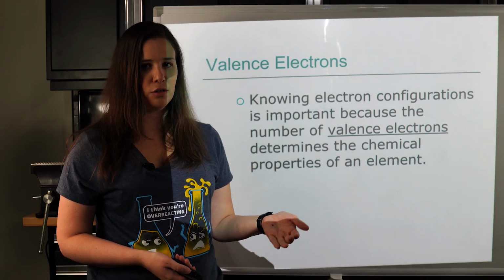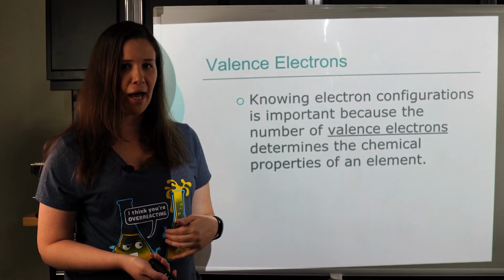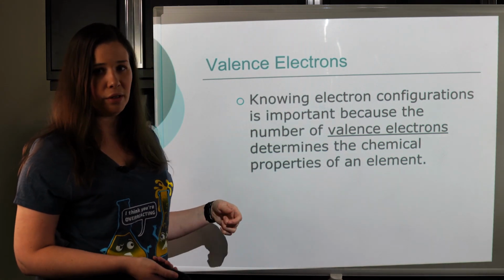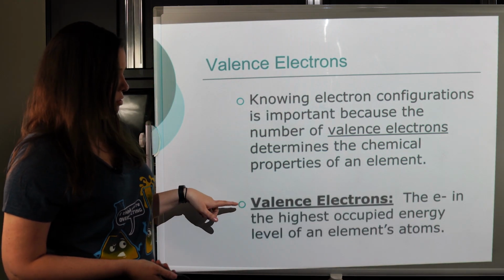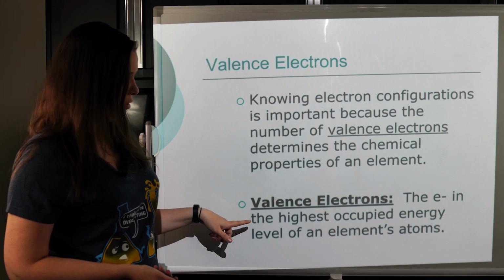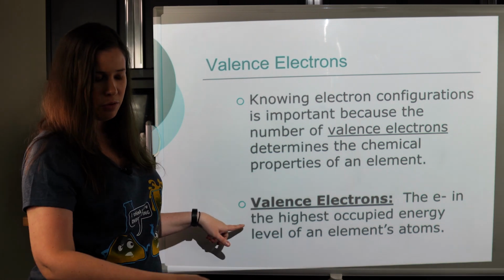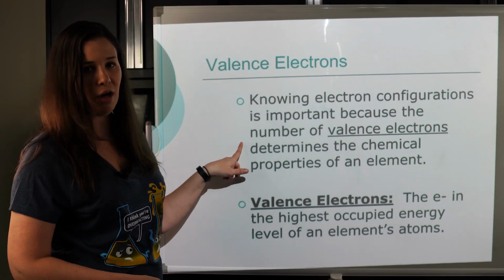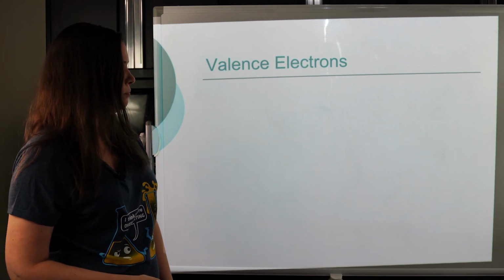So your valence electrons are going to determine how an atom acts because they're going to drive it to bond certain ways. The valence electrons are in the highest occupied or the outermost shell of the electrons, and they're going to drive those chemical properties.